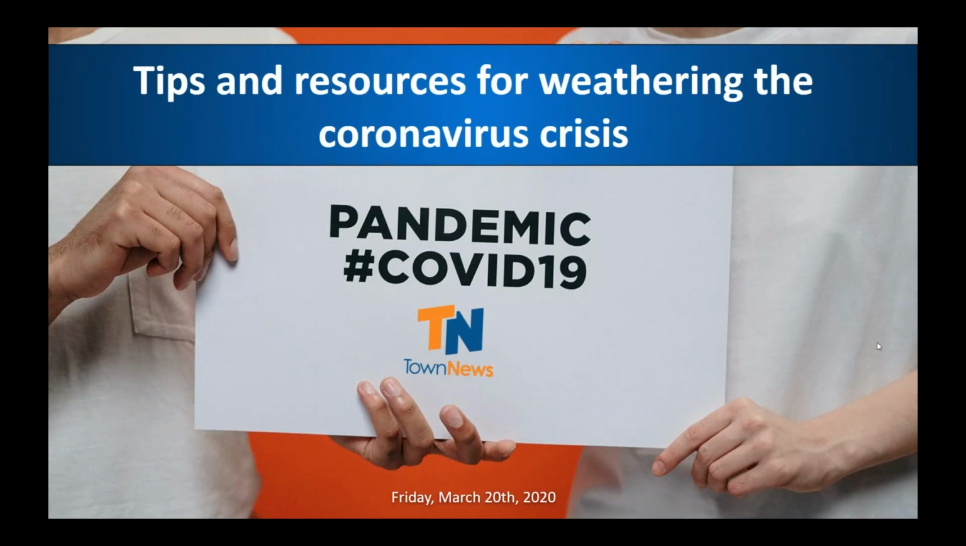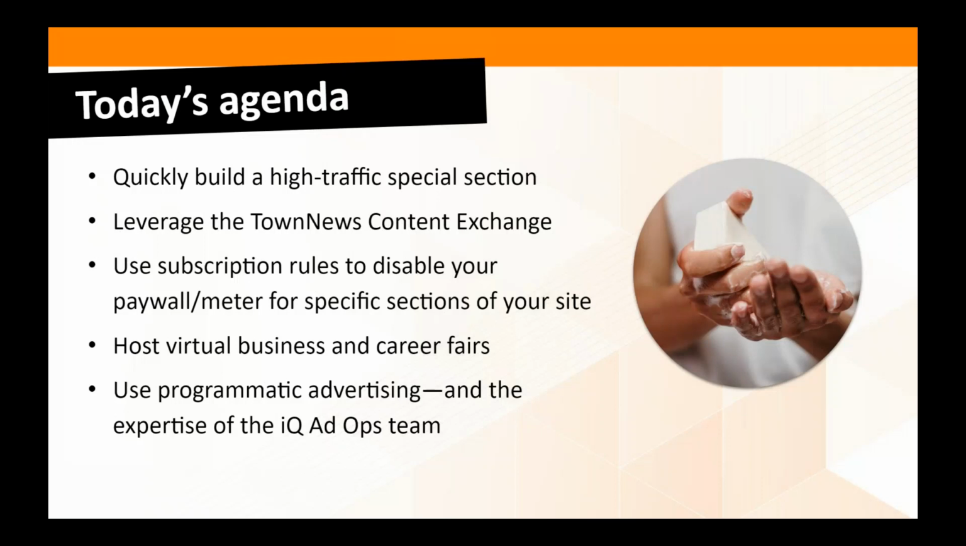It's been an interesting couple of weeks, typical for many of us, so we thought that now would be a good time to share some ideas from the TownNews team for serving your audience and generating revenue during the coronavirus pandemic. We'll talk about how to quickly build a high-traffic special section to cover breaking news with Block CMS, leveraging the TownNews Content Exchange Network to augment your local coronavirus coverage with nationwide content, using subscription rules to disable your paywall or meter for specific sections of your site, hosting virtual business and career fairs to strengthen ties to your community and grow revenue, and using programmatic advertising and the expertise of the IQ AdOps team to generate incremental revenue from breaking news traffic spikes.